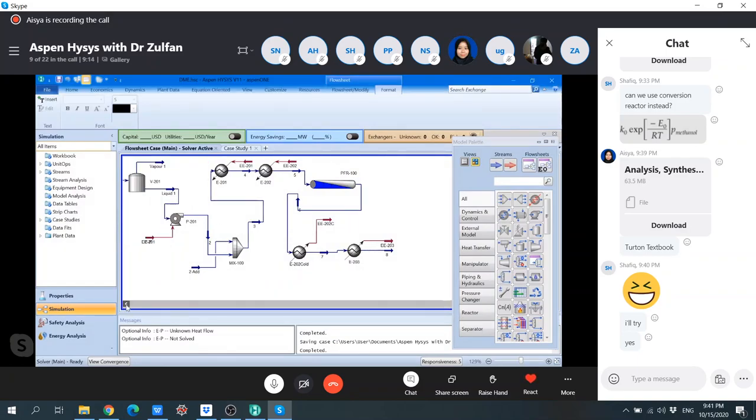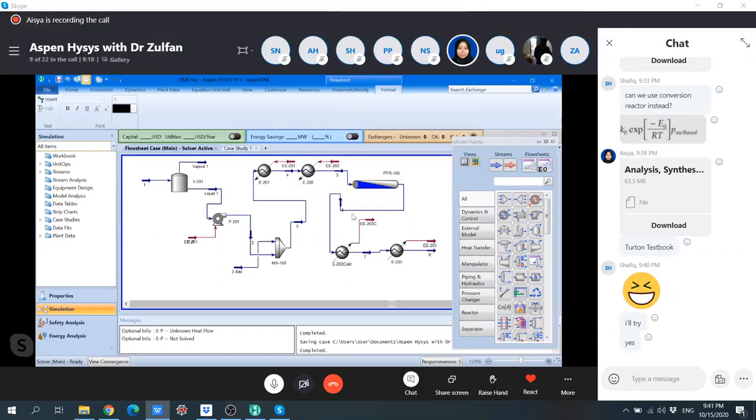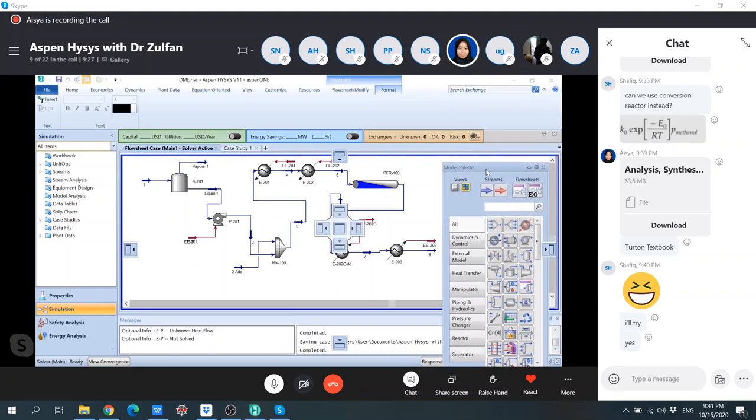So we are now... tell me where we are. We are now downstream of the reactor. Okay, very good. So now you cool it down, stream 6 to stream 7. Yeah, and then I'm assuming that this stream 7 temperature is the same as what is in the mass balance, yeah? Yes, yes. Okay.